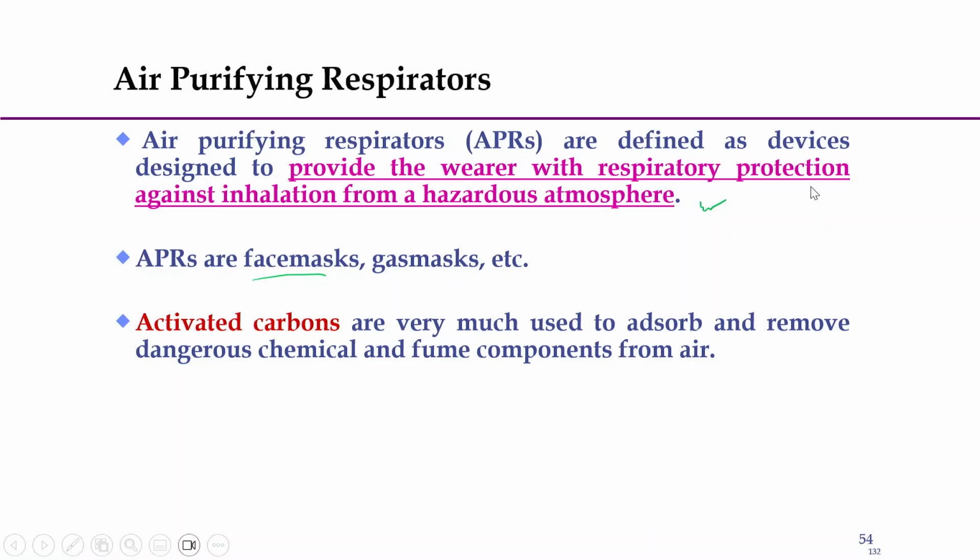We use activated carbon. Okay. Activated carbons are very much used to absorb and remove dangerous chemicals, fumes, odor. So, different chemicals it can absorb on the surface. Okay. The activated carbon is used.